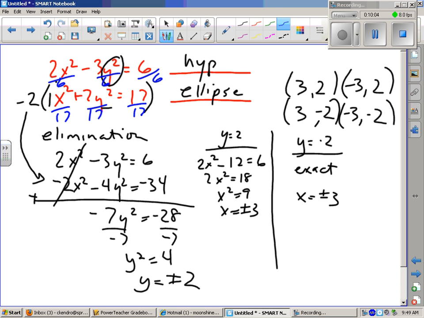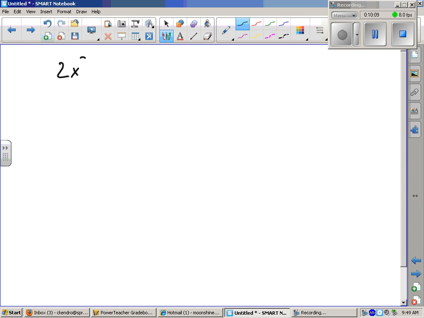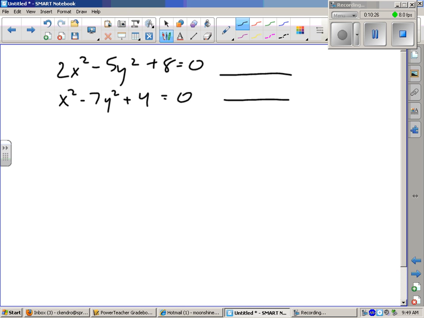All right, let's try another one. And let's see if you can identify these. Oops, I don't want that. I want plus 8 equals 0. And then x squared minus 7y squared plus 4 equals 0. So, what do you see those being? I have a minus on both of them, and their numbers are different. So the minus sign is your big clue that it's a hyperbola. So both of these are hyperbolas.